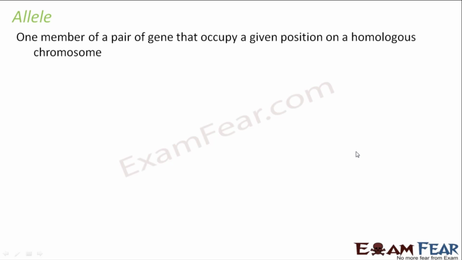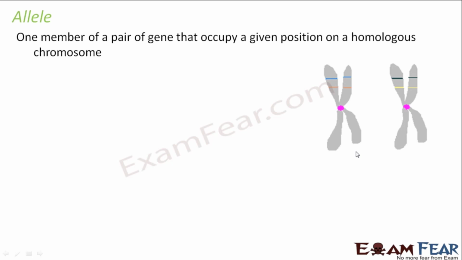So now, allele is one member of a pair of genes that occupy a given position on a homologous chromosome, because we saw that when you take the example of the homologous chromosome, what do we see here? In this homologous chromosome, this blue color and this dark blue color, they all represent the same gene, right? But they are present in pairs. This is one member of the pair, this is another member of the pair. So allele is one member of a pair of genes that occupy a given position on a homologous chromosome.